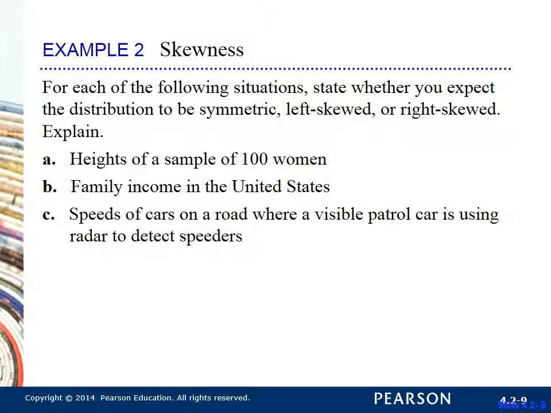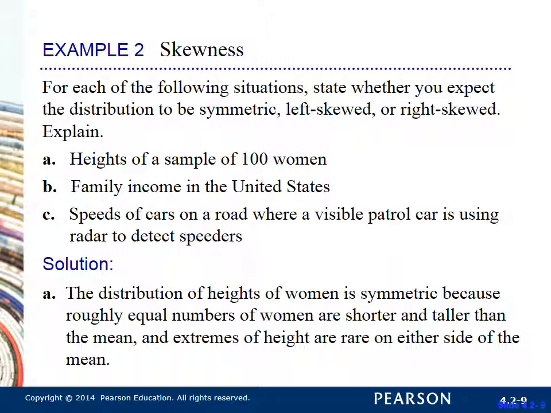So if we have the heights of a sample of 100 women, if I just had 100 random women line up, take their heights, and draw a histogram of it, you're pretty much going to have that unimodal bell-shaped curve. Therefore, it will be symmetric because you'll have roughly equal numbers of women who are shorter than and taller than the mean, and the extreme heights are rare on either side. So you have no extreme on either end pulling the tail out.